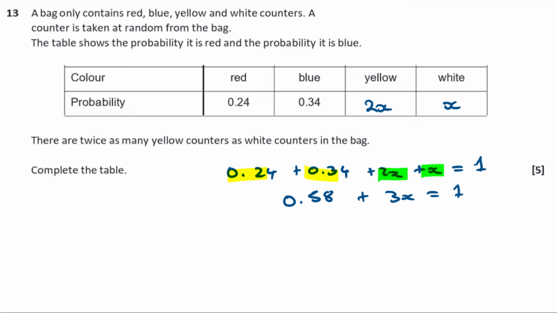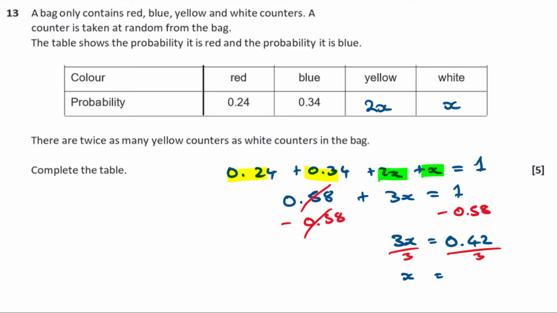So I need to find x, don't I? So I need to make x the subject, or solve for x basically. So let's take away 0.58 from both sides first. That's obviously going to cancel with that, and it's going to leave me with my 3x on this side. On the other side, 1 take away 0.58 will be 0.42. So 0.42 added on to 0.58 gives me 1. So 3x equals 0.42. And then dividing both sides by 3 is going to give me x.